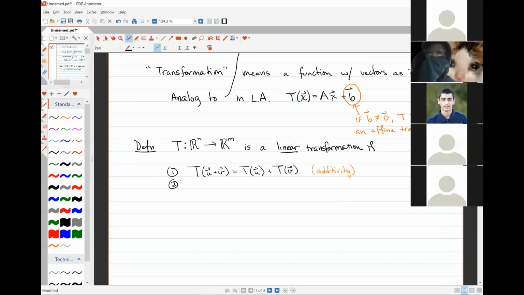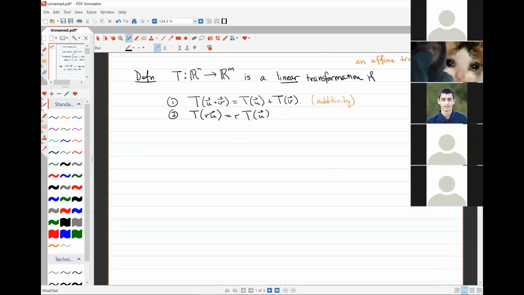The second condition says that if we take the image of a scalar times a vector, we'll get the same thing as if we take the image of the vector and multiply it by that same scalar. So let's look at a couple of examples, I think.